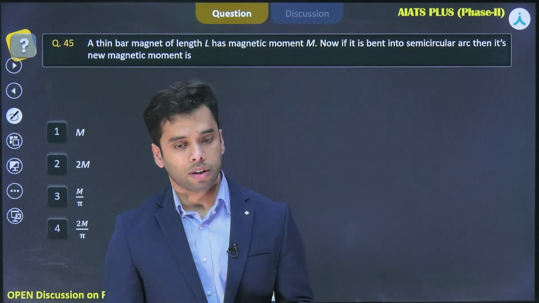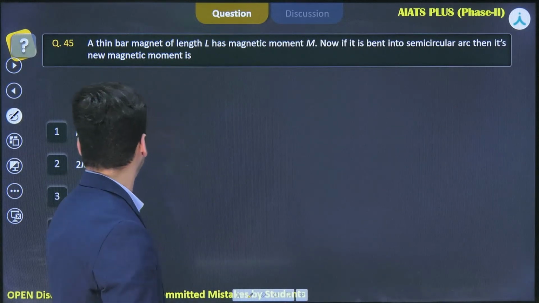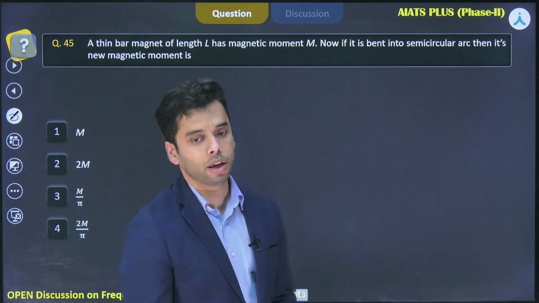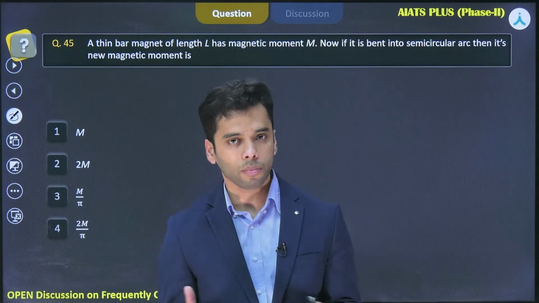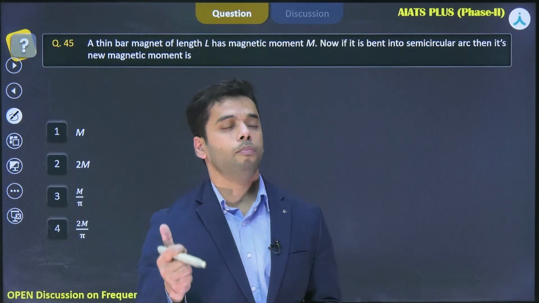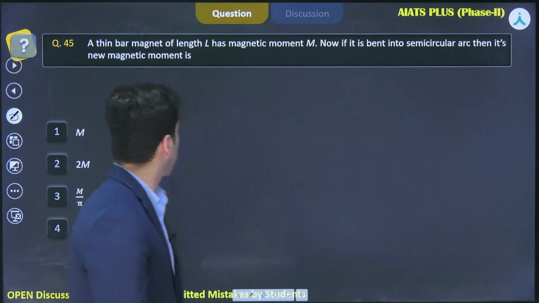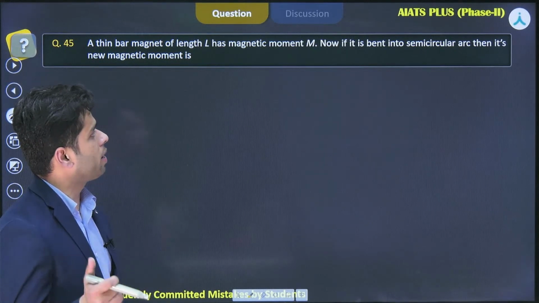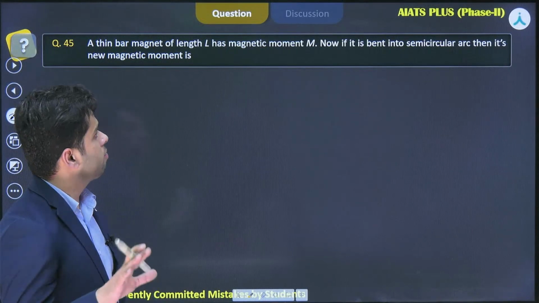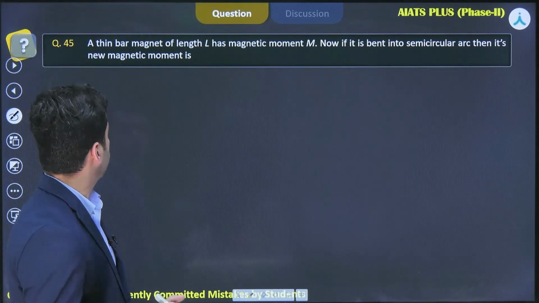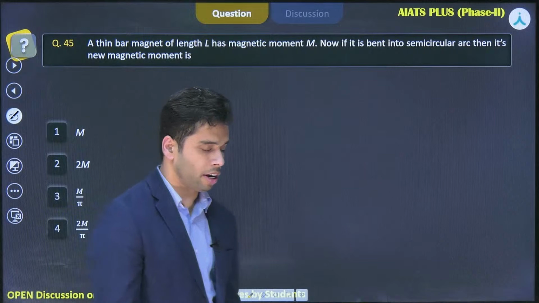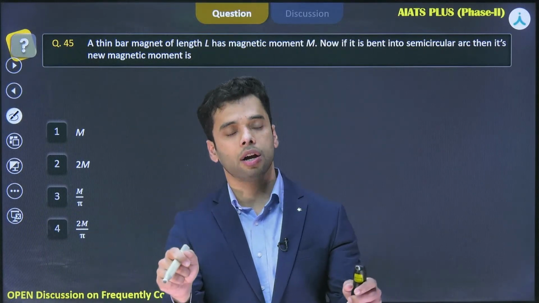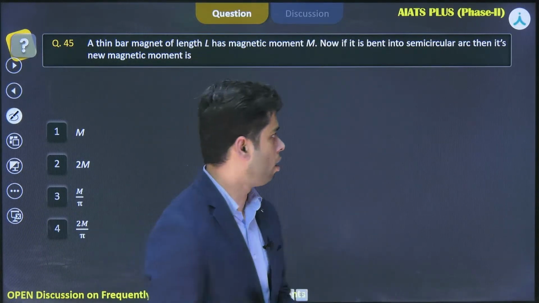Now let's move forward to our next problem, and this is problem 45 from the original paper. It is a problem based on the chapter of Magnetism and Matter. It says that a thin bar magnet of length L has magnetic moment M, right? Now it is bent into a semicircular arc, then its new magnetic moment is. So it is bent into a semicircular arc, and you need to find the new magnetic moment.